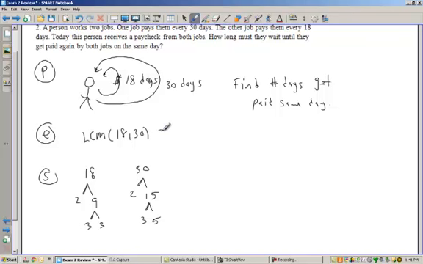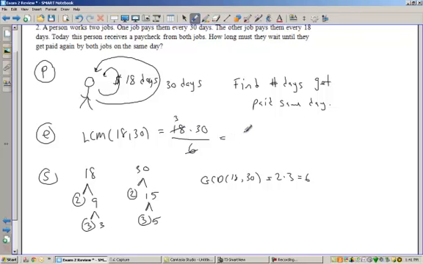And the LCM is equal to, well, one obvious common multiple is 18 times 30. And then I just have to divide out by the greatest common divisor. So the greatest common divisor of 18 and 30 is, well, they have 2's in common, and they obviously have a 3 in common. So this is equal to 2 times 3, which equals 6. So I divide out by 6. 18 over 6 is a 3. This is 3 times 30, which is 90 days.